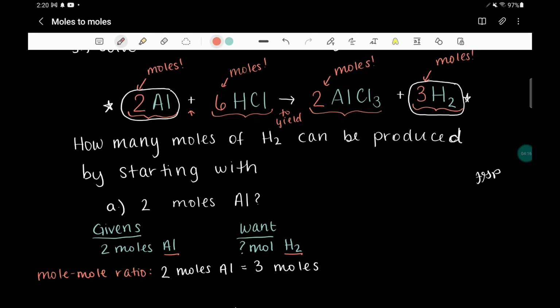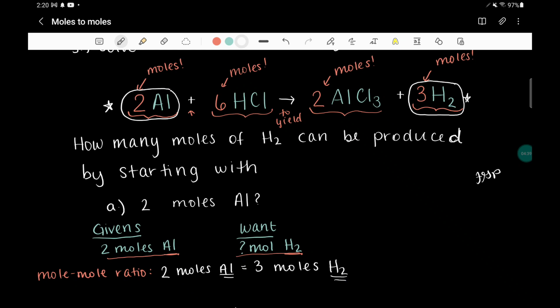It's actually very easy. If we are given 2 moles of aluminum, just by looking at the balanced chemical equation, we know that that's going to give us 3 moles of H2. Sorry, I wrote HCl. Always make sure that you're writing out your formulas. I forgot one earlier. That's bad of me. But yeah, it's just that easy.